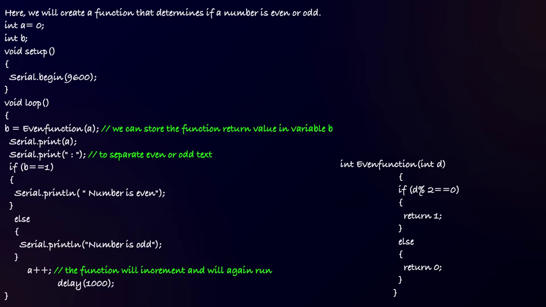Now, int even function, int d within the brackets: if d percentage 2 equal to 0, it's written. That means if d is divided by 2, and we use the percentage sign, we are taking the remainder. So if the remainder is 0, then return 1, that is it is even. Else return 0, that is it is odd. That's how the condition works.